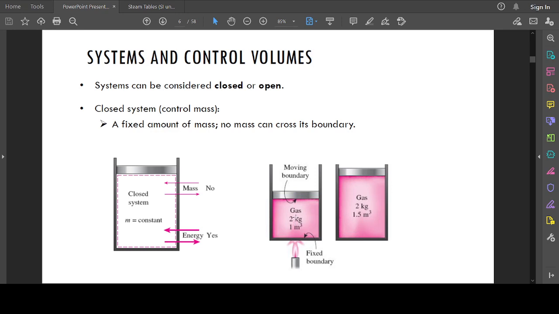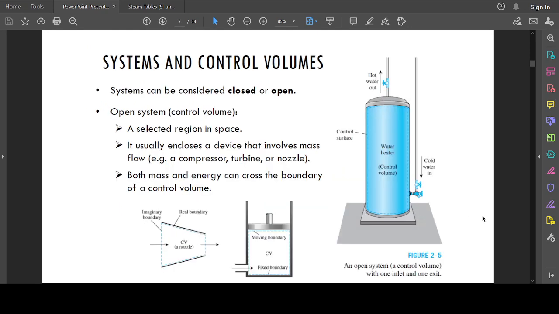And as we said, in a closed system, the mass of the content, the fluid within the system, is fixed, and mass cannot move in or move out, and that is what makes it a closed system. Okay, and the opposite of that would be the open system. In an open system, this is where we encounter the control volume.